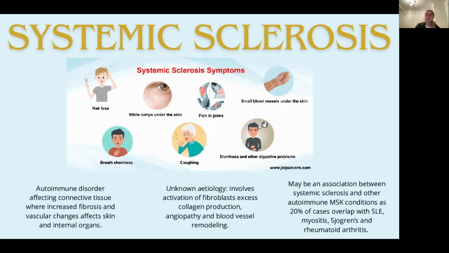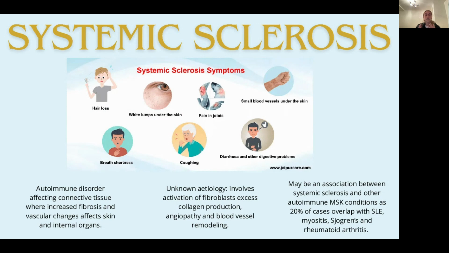This is an autoimmune condition which affects your connective tissues. It's characterized by increased fibrosis, and it often affects the skin and then some of your internal organs. The cause of it is unknown at present. They think it involves the activation of your fibroblasts, which then leads to excessive collagen production, which causes your skin manifestations of the condition. And then you also get angiopathy and blood vessel remodeling.